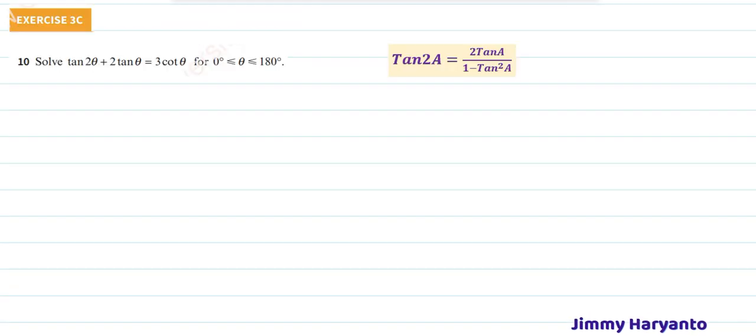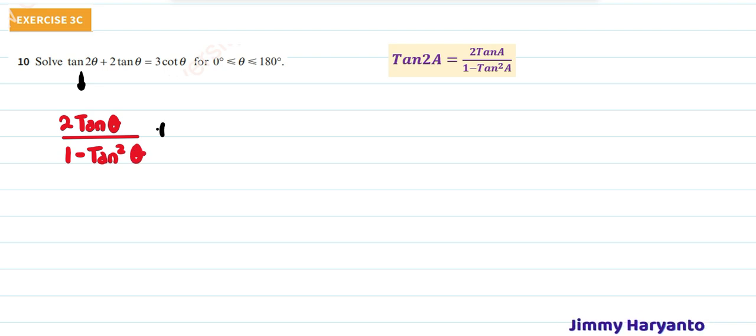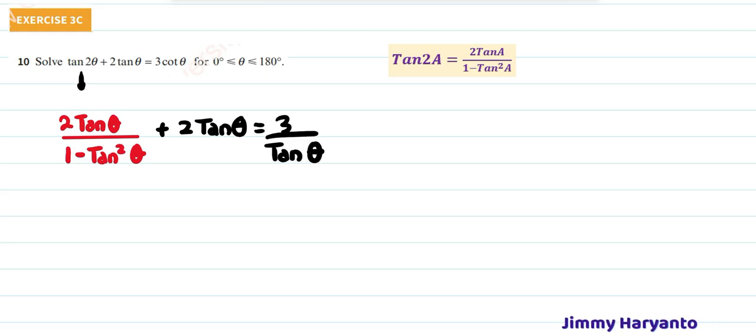Okay, next is question 10. For question 10, I want to change this tangent 2 theta using the formula. So you have 2 tangent theta over 1 minus tangent square theta, and then plus 2 tangent theta equals 3 over tangent theta, yeah. The cotangent is 1 over tangent theta.